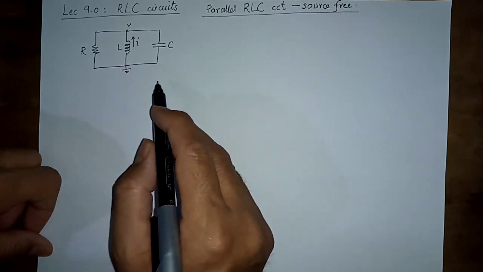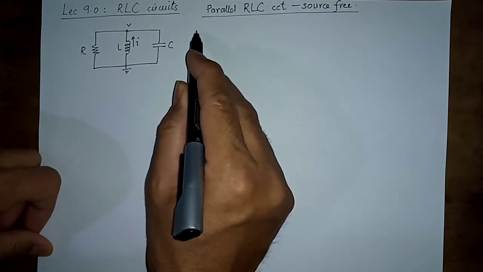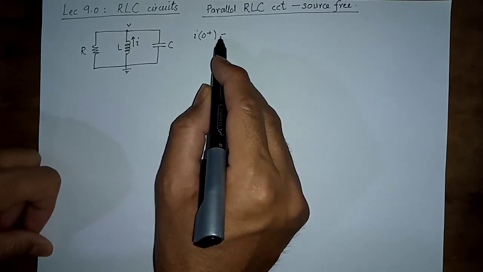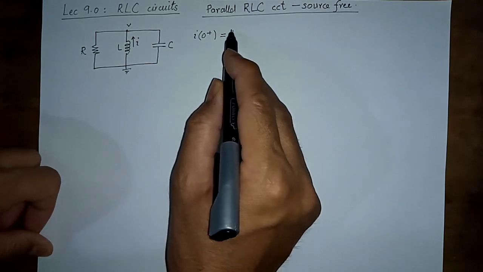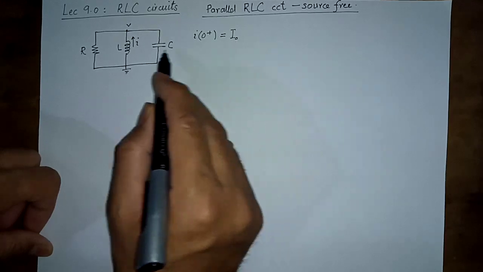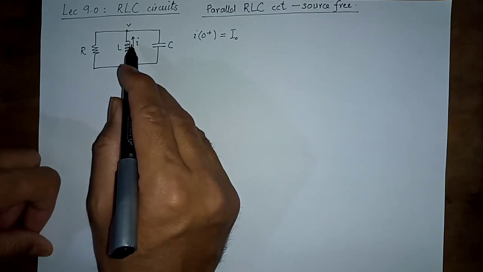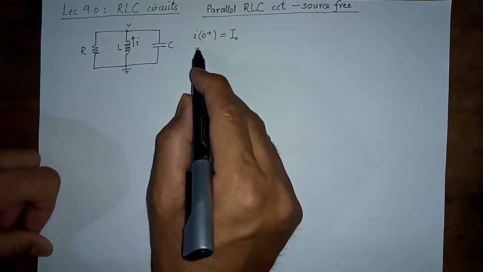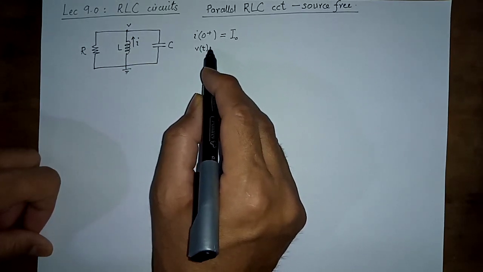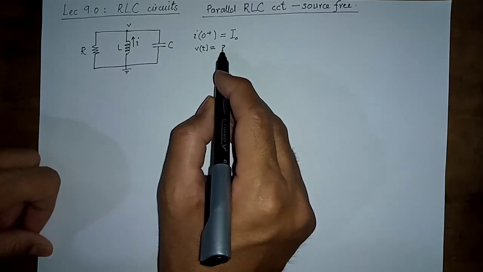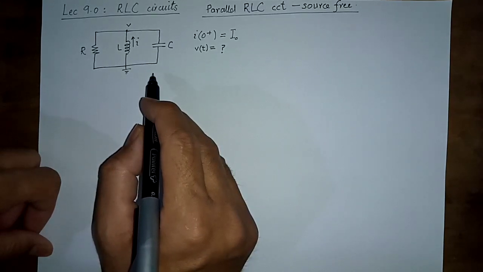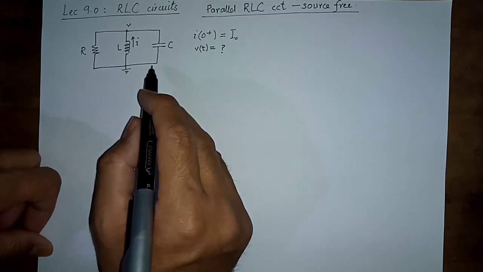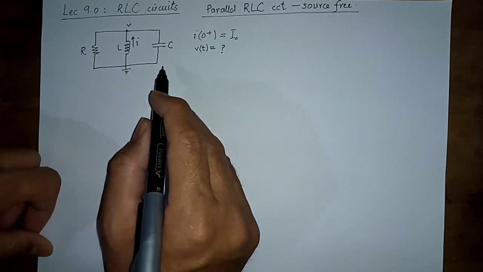So we are assuming that the initial current through the inductor is some value, in the direction shown, and we have to find the response. By response we mean to find an expression for V(t). So if we start with the same analysis that we developed for RL and RC circuits, we have to come up with a differential equation.